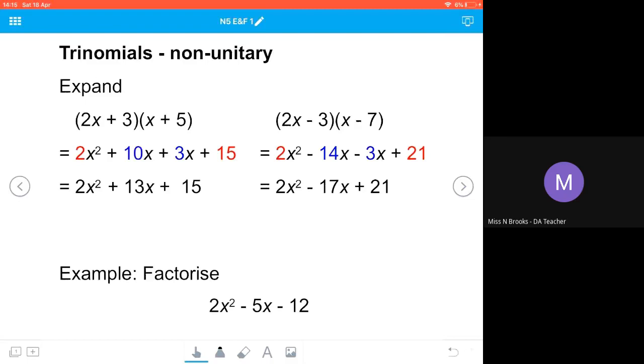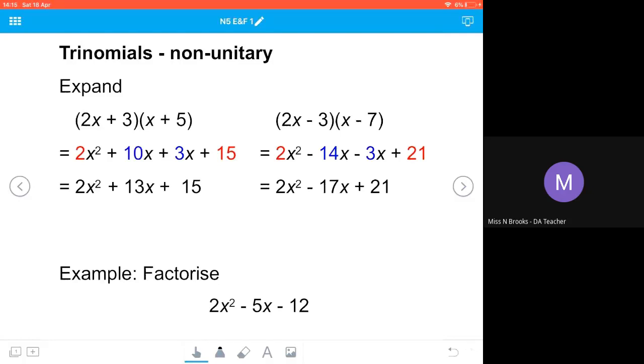Okay, so what happens if we've got a non-unitary trinomial? A non-unitary trinomial means that we have a coefficient of the x squared term. So you can see I've expanded a couple of examples here for you. I've got 2x plus 3 upon x plus 5, and if we expand that out, we end up with 2x squared plus 13x plus 15. And I've also got 2x take away 3 upon x minus 7, and if we expand that out and collect our like terms, we end up with 2x squared minus 17x plus 21.